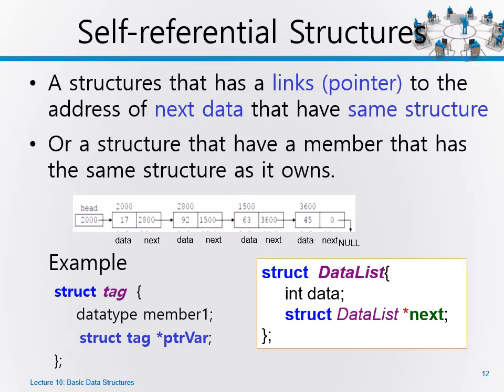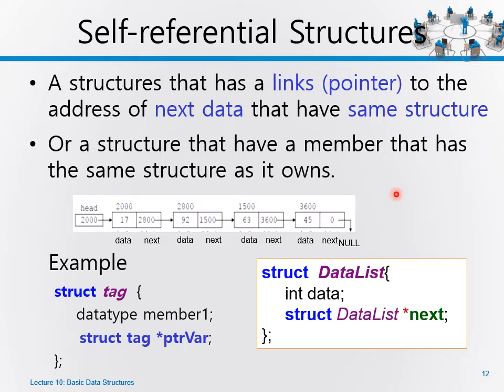A self-referential structure, in other words a linked list, is a structure that has a link, or pointer, to the address of the next data that has the same structure. So this self-referential structure contains a pointer member that points to a structure of the same structure type. For example, we have struct data list, integer data. We have the struct data struct node. So this is the example.